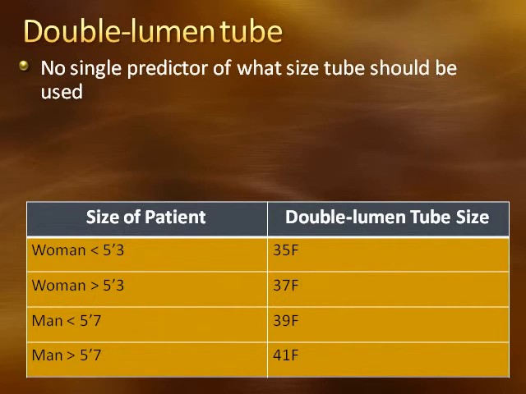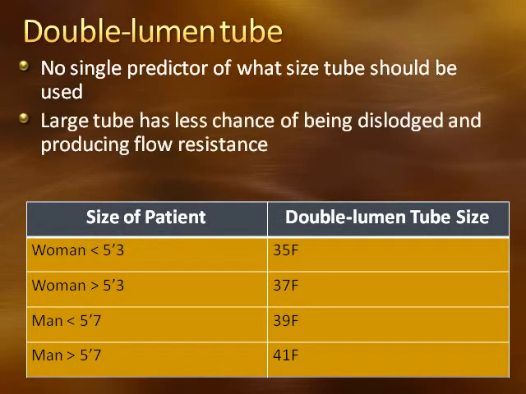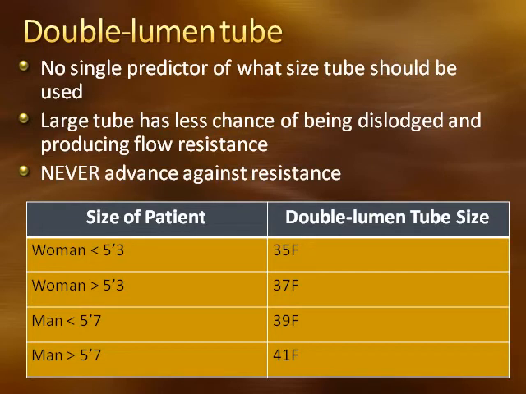No single predictor can tell what size tube should be used. A large tube has less chance of being dislodged or producing significant resistance to gas flow. However, the placement of a larger tube should never be a goal of its own, and the tube should never be advanced against resistance. In a pinch, the following general guidelines can be used.